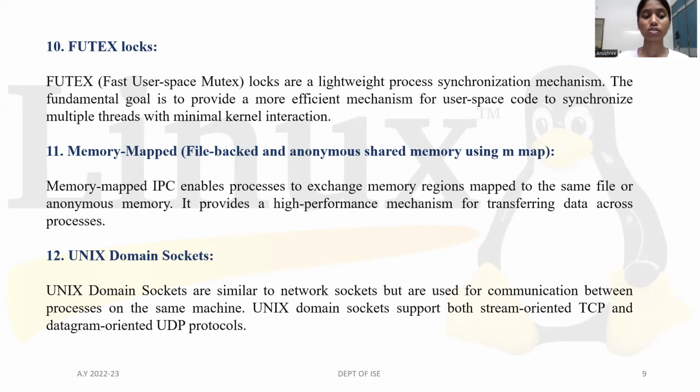Unix domain sockets. Unix domain sockets are similar to network sockets but are used for communication between processes on the same machine. Unix domain sockets support both the stream-oriented TCP and datagram-oriented UDP protocols.